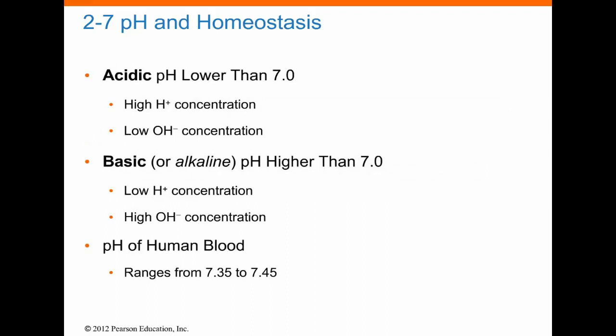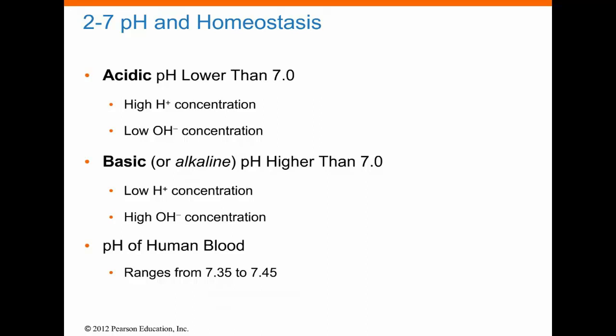So when we say that something is acid, that means that the pH is lower than 7. And it means that the solution has a high concentration of hydrogen ions and a low concentration of hydronium ions. The opposite to something being acidic means that something is basic or alkaline, which means that the pH is higher than 7. If it's higher than 7, it means that it has a low ratio of hydrogen ion concentration, and it has a high concentration of hydronium ions.